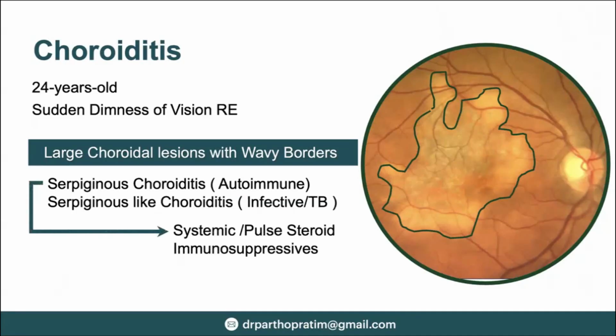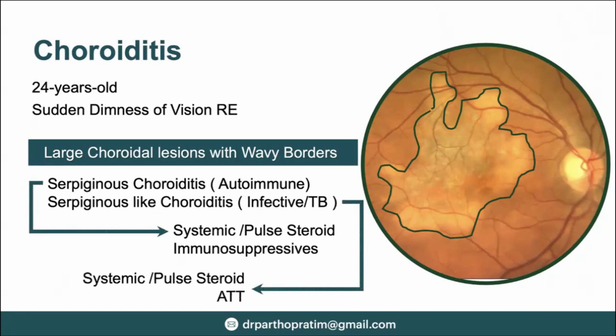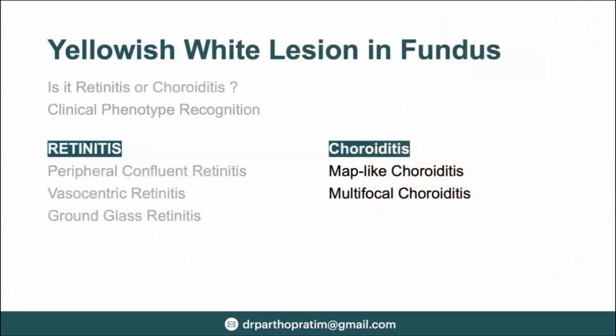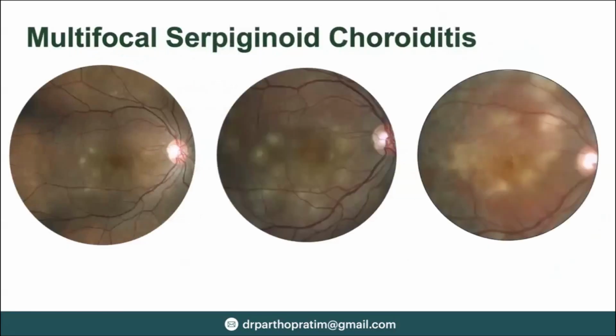Serpiginous choroiditis, as you can understand, is treated with steroids and sometimes requires immunosuppressives to prevent recurrences. Whereas classically, serpiginous-like choroiditis is treated with systemic corticosteroids and anti-tubercular medications, nowadays we feel that sometimes in this kind of case, recurrences also need immunosuppressive treatment.